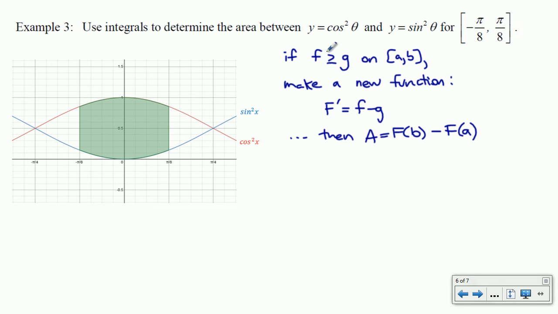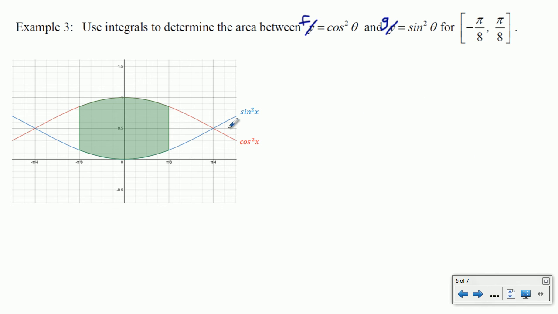So remember from last unit, if we have two functions f and g, and we have f above g on an interval, we can make a new function given by this equation, and the area is given by this. So that's basically what we're going to do right now. So because we know cos squared is above sine squared on the interval from negative pi over 8 to pi over 8, we can say the following about this area.